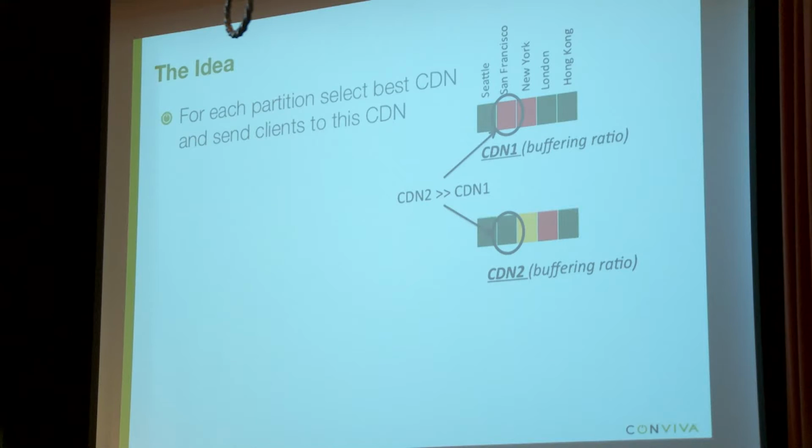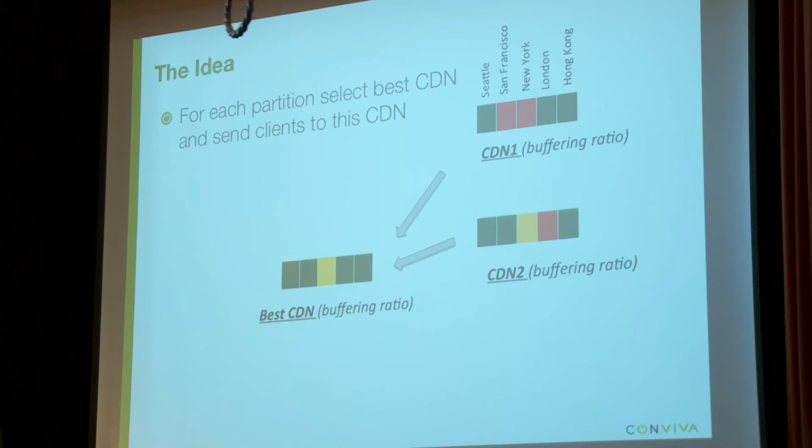And then from there, for each one of these regions, we select the best CDN and send clients to this CDN. So in this particular region, in San Francisco, CDN1 is performing terribly, while CDN2 performs great. So the clear option is to send clients to CDN2 instead of CDN1 in San Francisco. And we can repeat this process for all regions until we end up with optimal performance across all cities. This is the core of our idea.